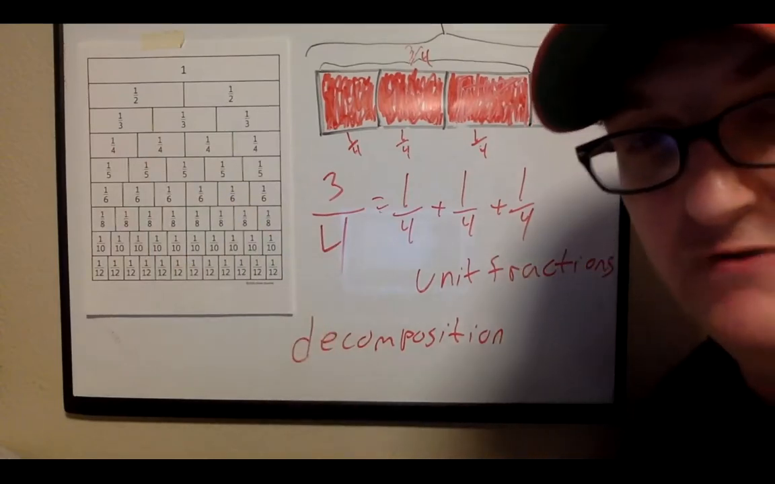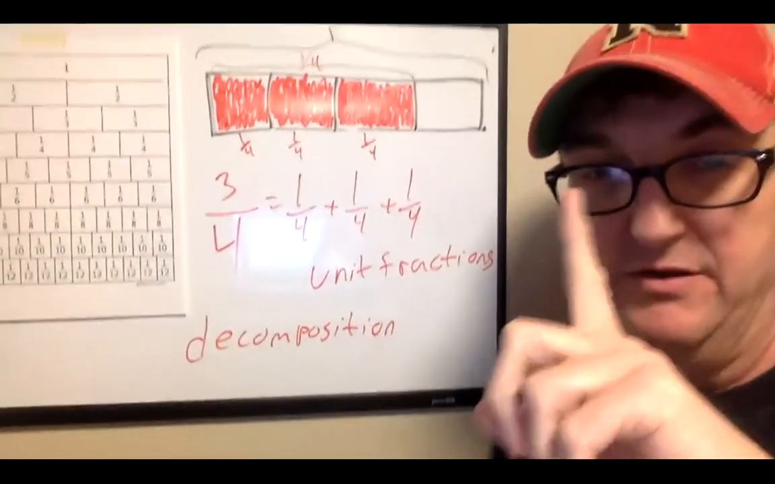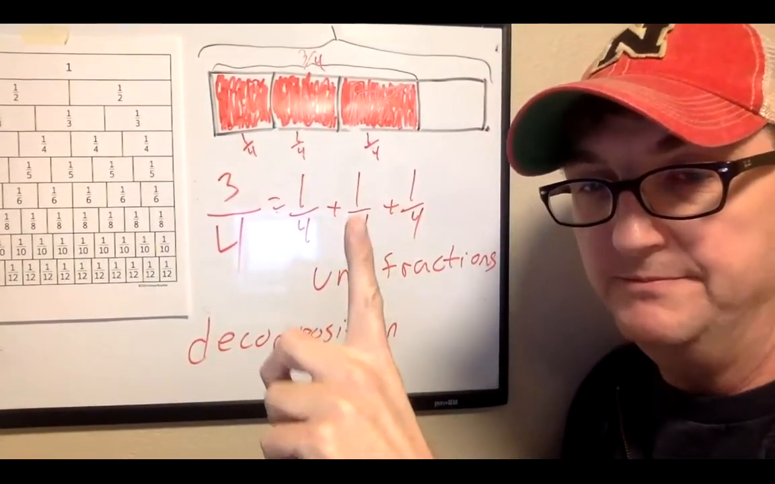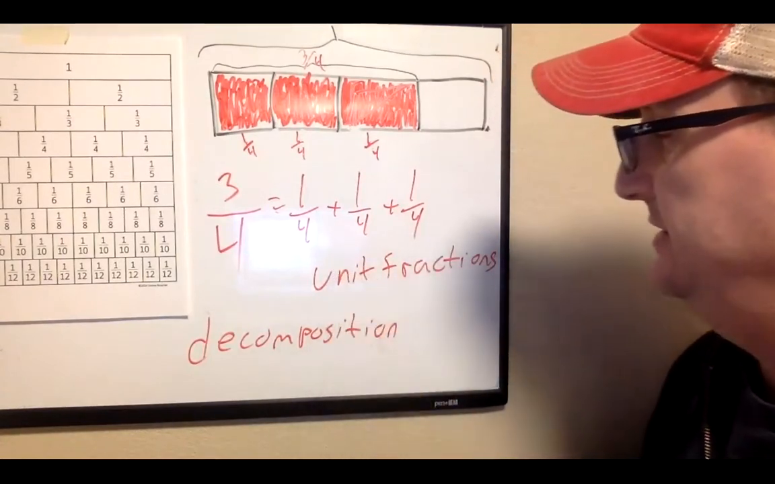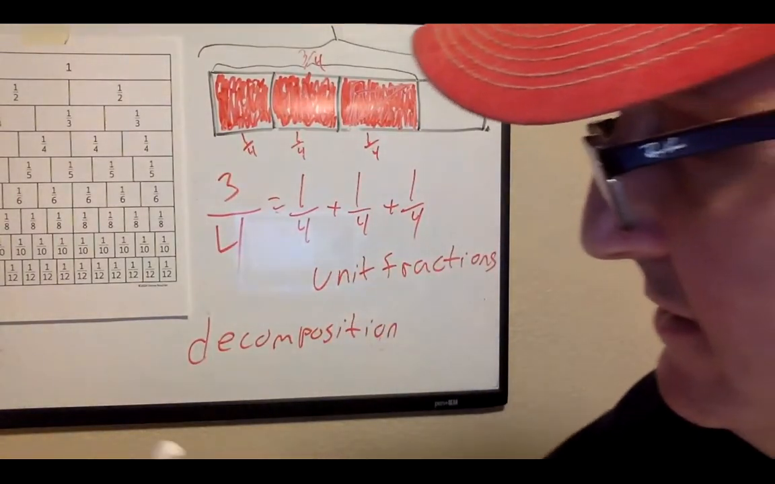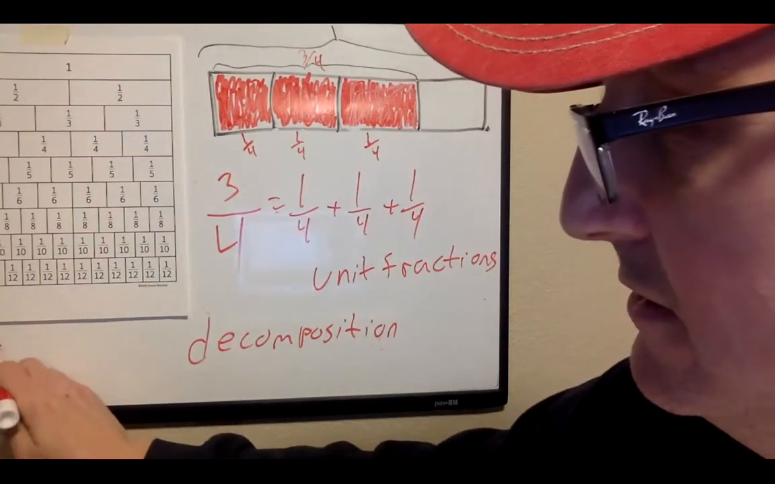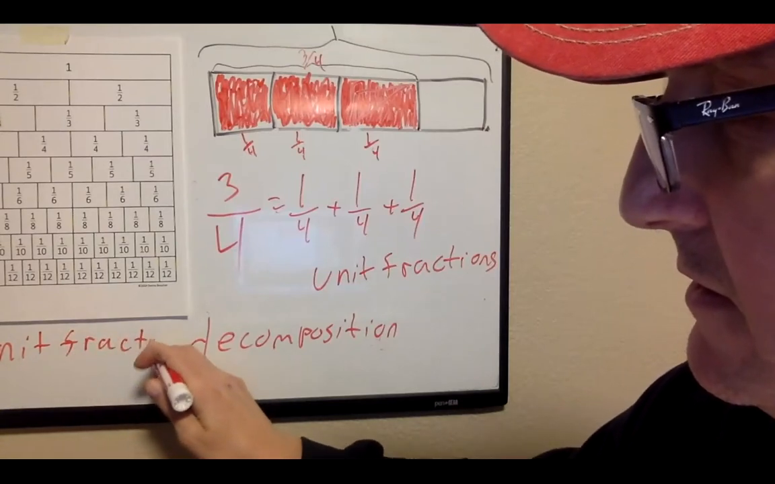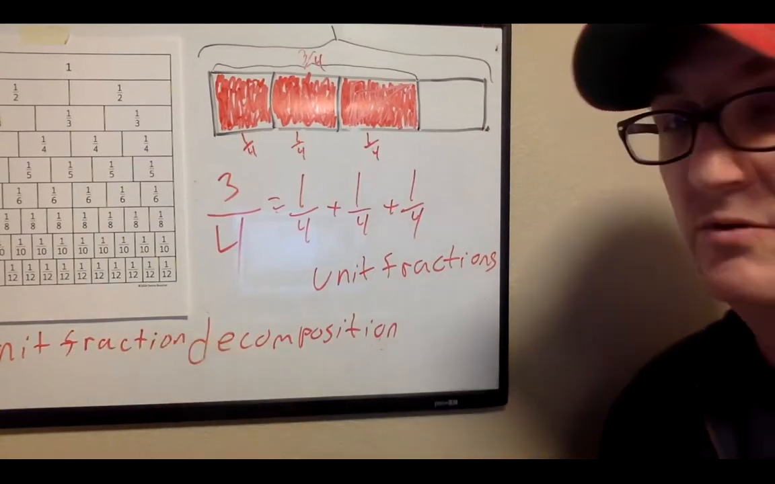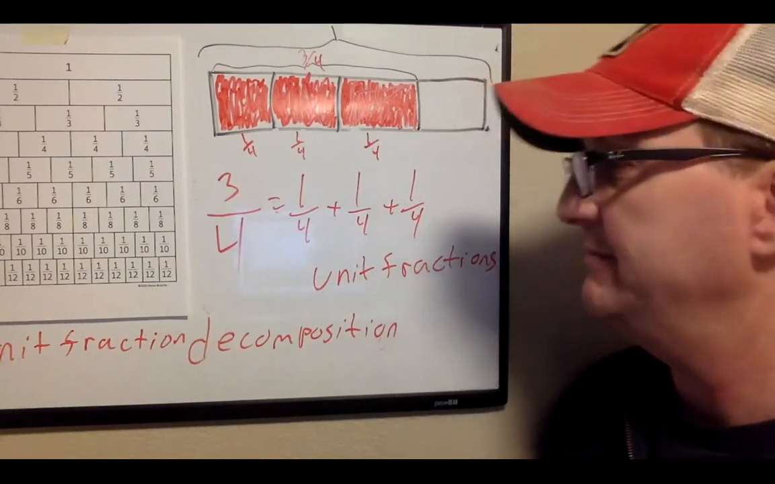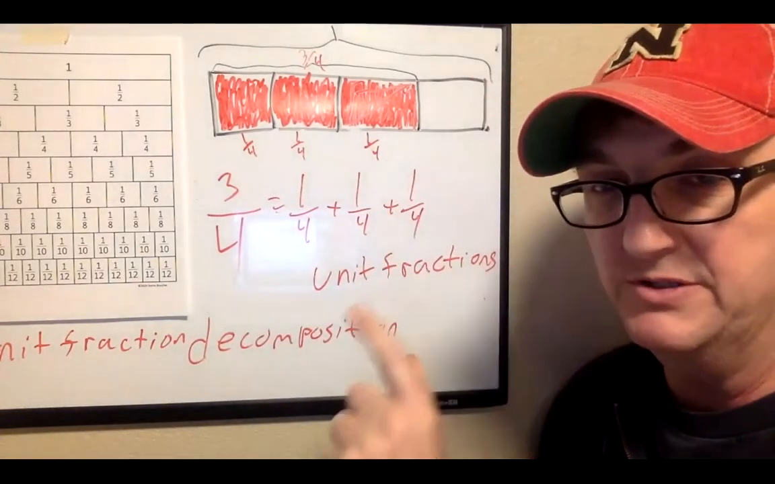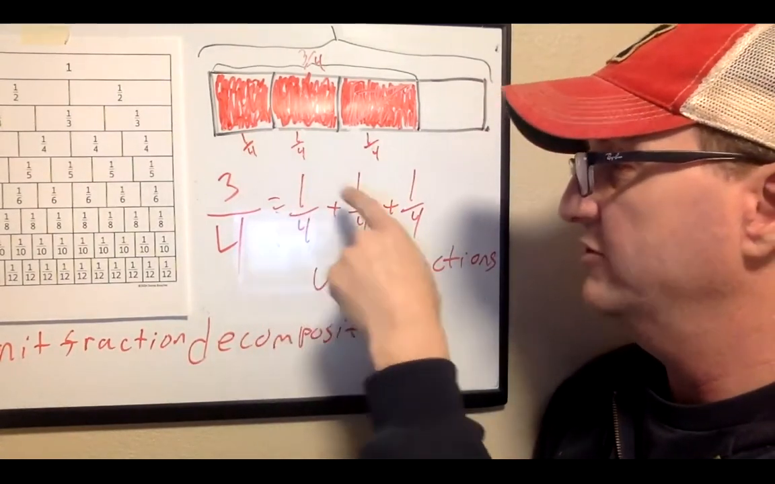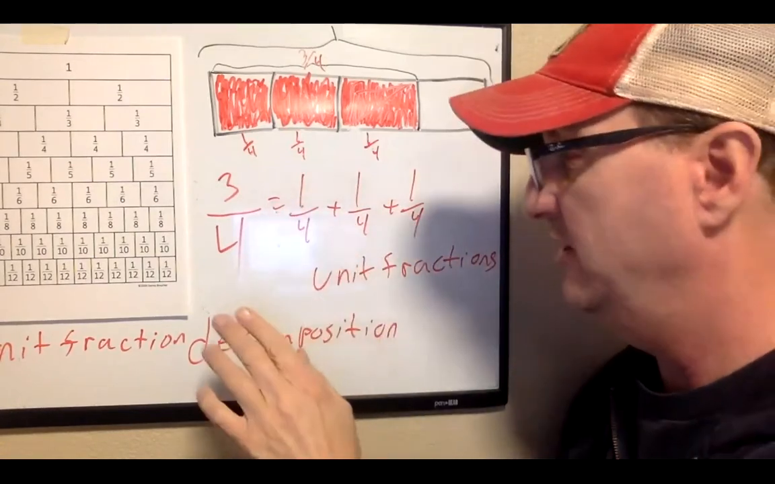Just remember, the unit fractions, they have a numerator of 1. Remember the numerator is the top number? Numerator of 1. All right, that's what a unit fraction is. Let's put that over here so we don't lose it. Unit fraction. And today, that'll be something we always do. Every time we decompose a fraction, we're going to decompose it into unit fractions. Like in this case, 3/4 can be decomposed into 1/4 plus 1/4 plus 1/4. Those are all unit fractions.